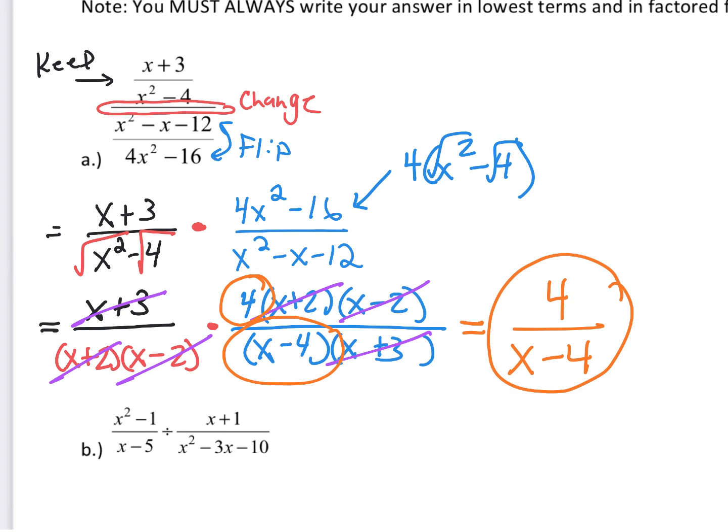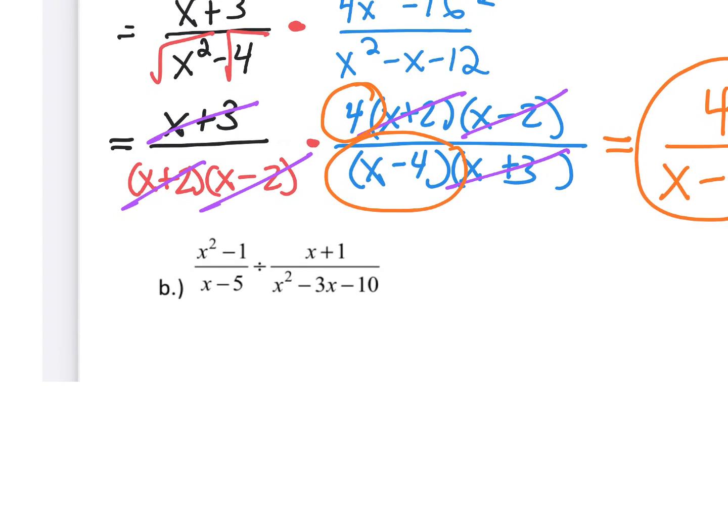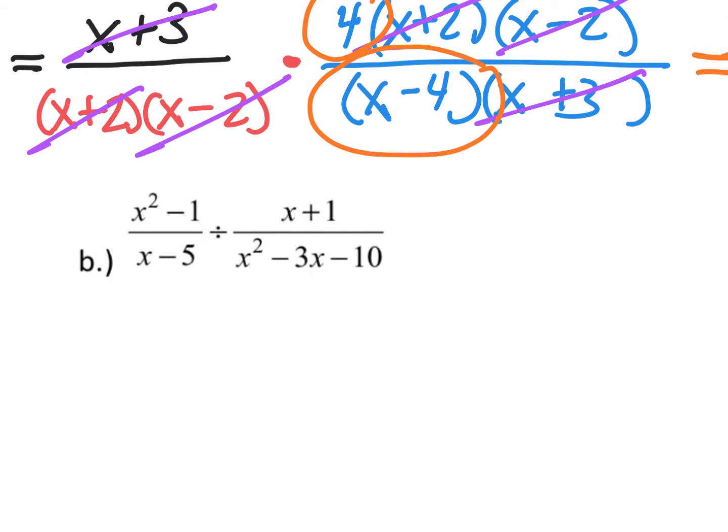Alrighty, let's try part B. What you got, Jaden? So the first thing I do is I keep, change, flip. So x squared minus 1 gets to stay put. Then you have x minus 5. Division, we're going to change that to multiplication. And then you got your flippage there on the end. So we need to multiply by the reciprocal of the divisor. So I'm going to flip that second fraction.